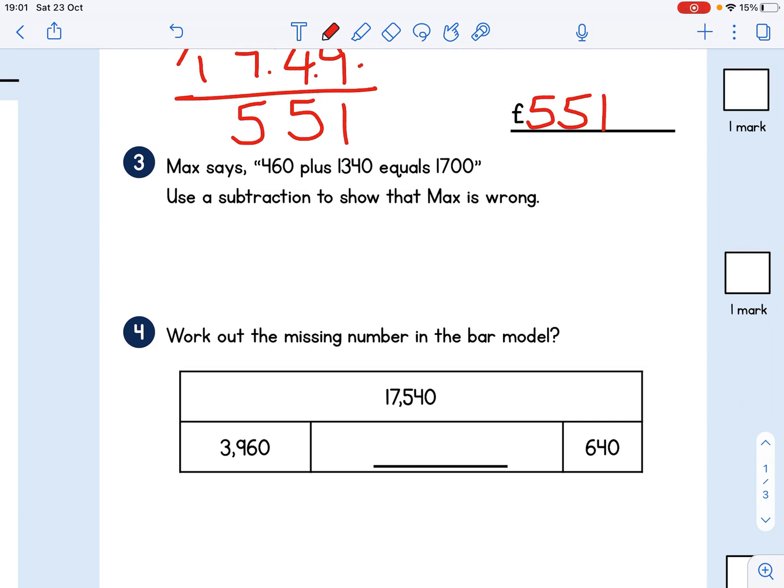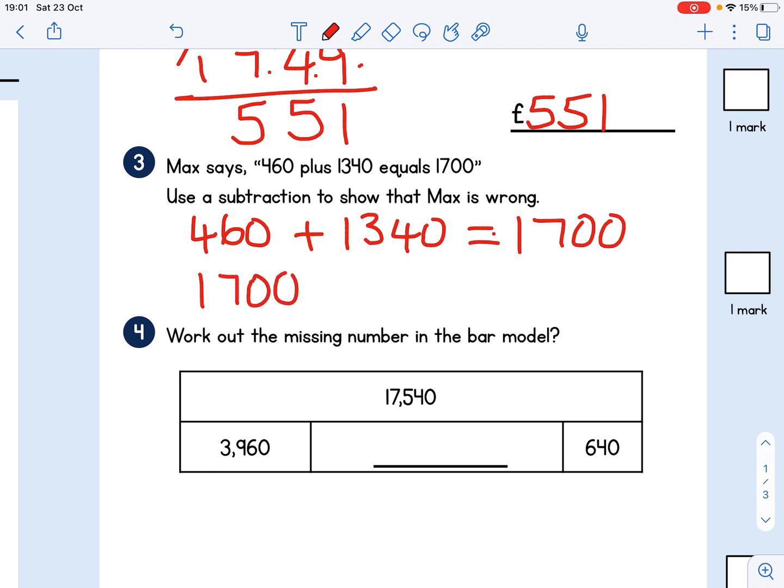Max says 460 plus 1,340 equals 1,700. Use a subtraction to show that Max is wrong. There are 2 subtractions you could use. If we know that 460 plus 1,340 equals 1,700, then it should also be true that 1,700 take away 460 should equal 1,340.